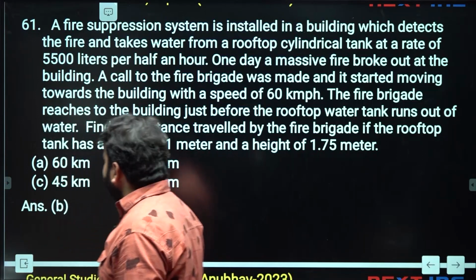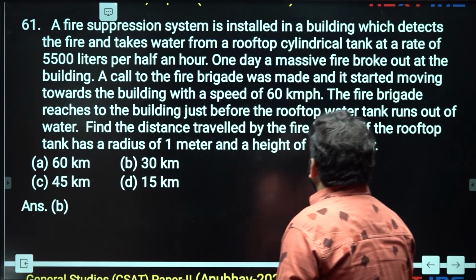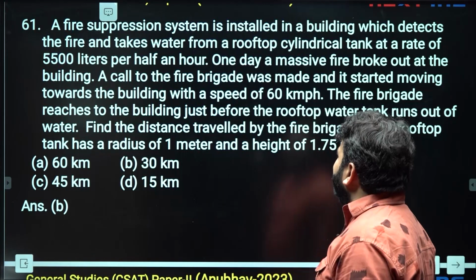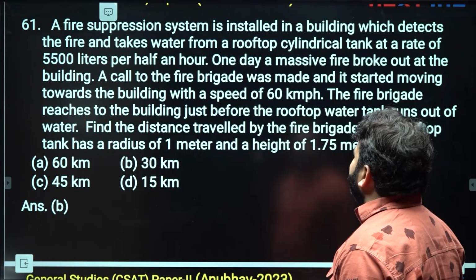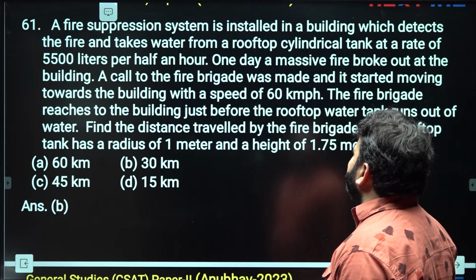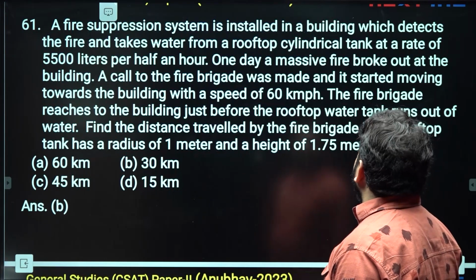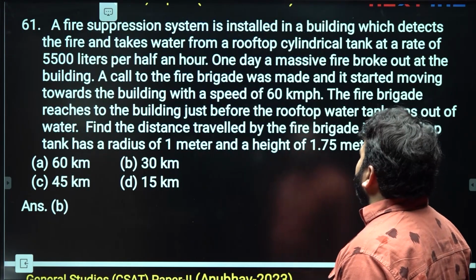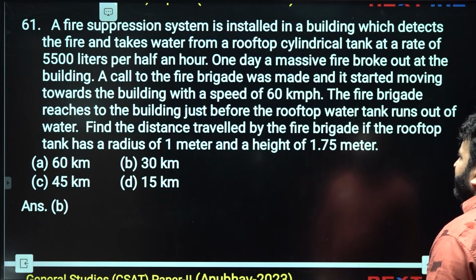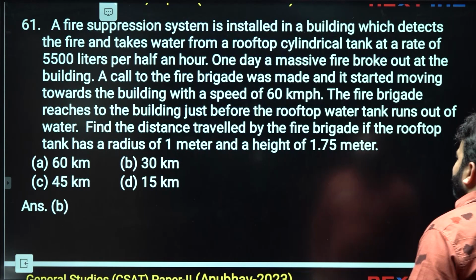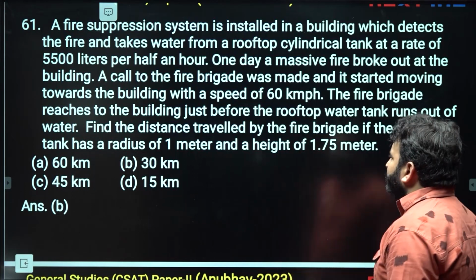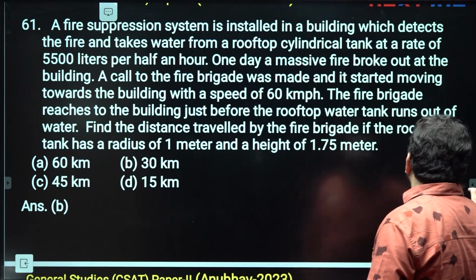Okay, a fire suppression system is installed in a building which detects the fire and takes water from a rooftop cylindrical tank at the rate of 5500 liters per half an hour. One day a massive fire broke out at the building. A call to the fire brigade was made and it started moving toward the building with a speed of 60 km per hour. The fire brigade reaches the building just before the rooftop water tank runs out of water. Find the distance traveled by the fire brigade if the rooftop tank has radius of 1 meter and height 1.75 meter.